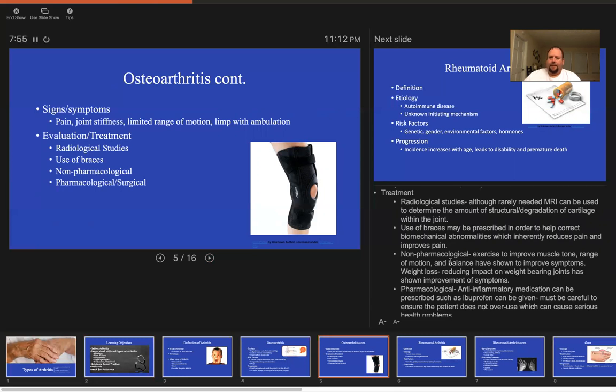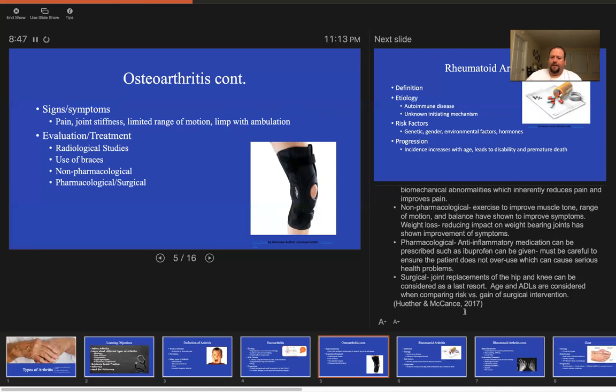All right, so treatment. Radiological studies or x-rays are rarely needed. MRIs can be used to see how much degradation has been done to the cartilage. Braces can be used to help support external issues like tendons and ligaments, reduce pain, and help with biomechanical abnormalities. Non-pharmacological interventions would include exercise, because it improves muscle tone and range of motion, and will also improve symptoms, along with weight loss.